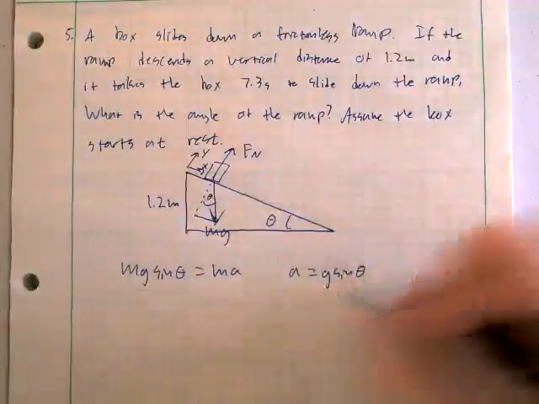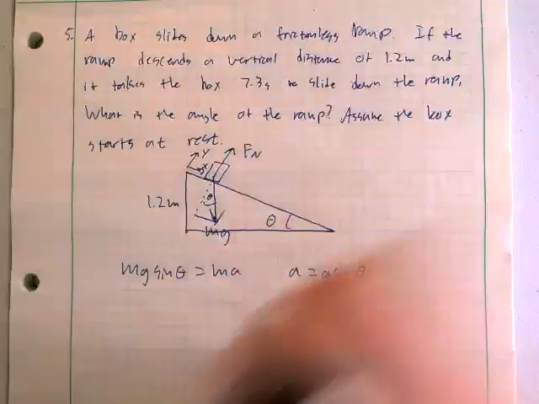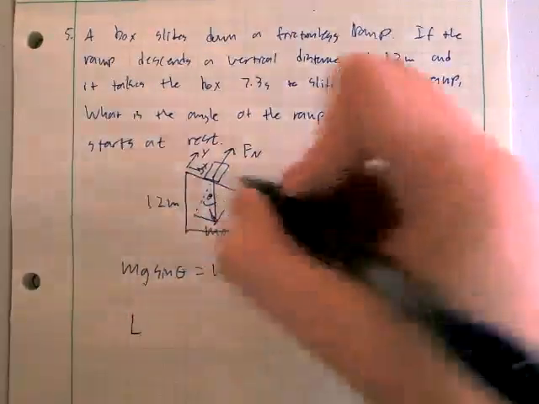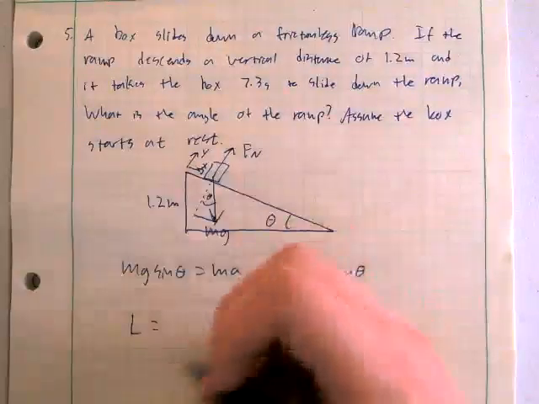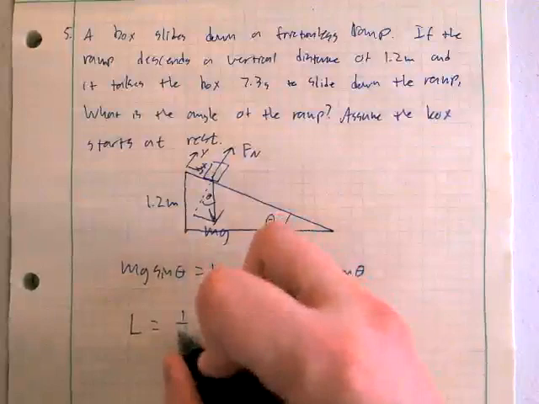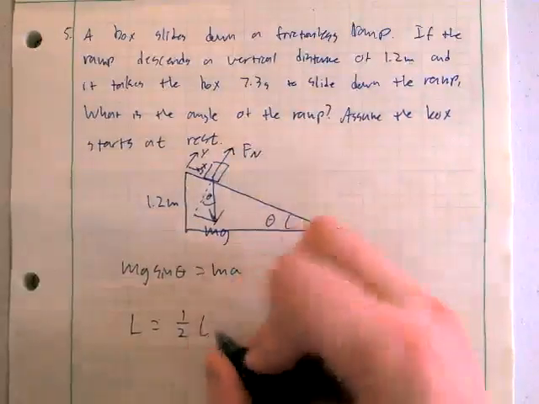Now we can plug this acceleration into our kinematics. So we have this one-dimensional kinematics problem. We are starting from rest. We are traveling some distance. I'm going to call this distance L that we go down the ramp. So we traveled down the length of the ramp. We have no initial velocity, so we just have 1/2 times a times t squared.